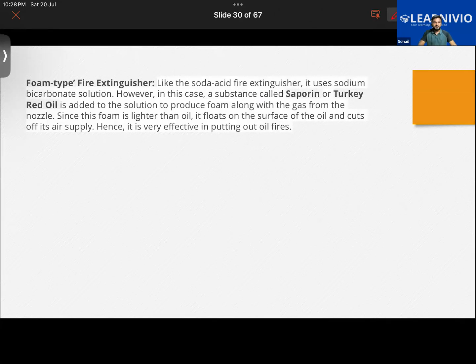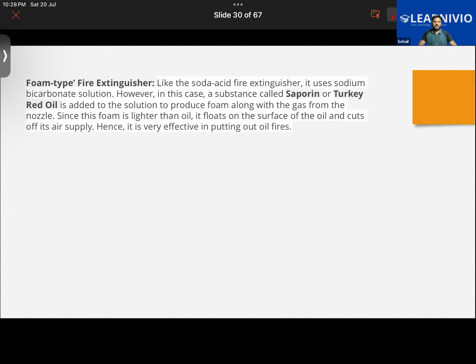Foam type fire extinguisher, like the soda acid fire extinguisher, uses sodium bicarbonate solution. However, in this case, a substance called saponin or Turkey red oil is added to the solution to produce foam along with the gas from the nozzle. Since this foam is lighter than oil, it floats on the surface of the oil and cuts off its air supply. Hence, it is very effective in putting out oil fires. Very good.